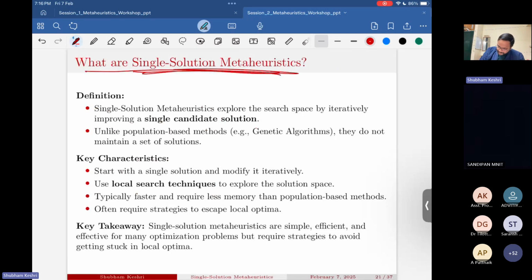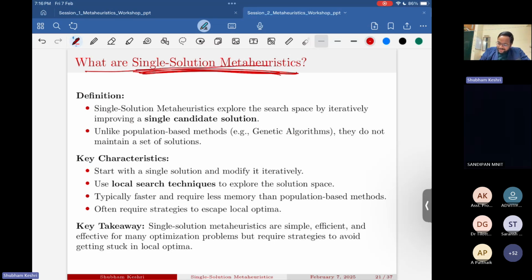Now we will start with single solution meta-heuristics. By the way, we have discussed local search a lot. So when we come to local search, it will not take you more time to understand. We have discussed this a lot, and it will become easy to understand if you are following.